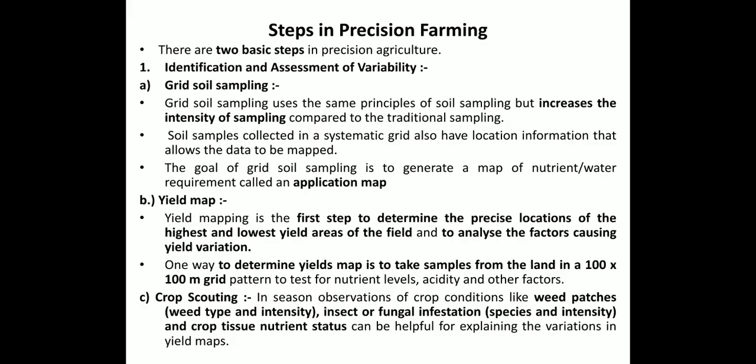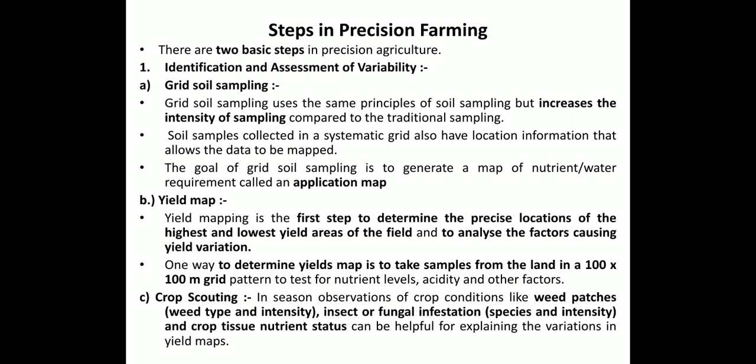Next one, the steps in precision farming. The major two steps followed in precision agriculture are identification and assessment of variability. For this variability within the field, as we saw earlier, grid soil sampling and variable rate application technology are used to identify and assess the nutrient variabilities and water variabilities within the field, with the help of grid soil sampling.